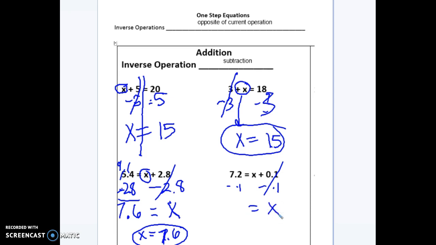7 and 2/10 minus 1/10 gives me 7 and 1/10. So 2 minus 1, decimal drops straight down. 7 minus nothing is 7. And then rewrite it so you read it from left to right. X equals 7 and 1/10. So that's what you do when you have addition. It will be the same idea if you have fractions.